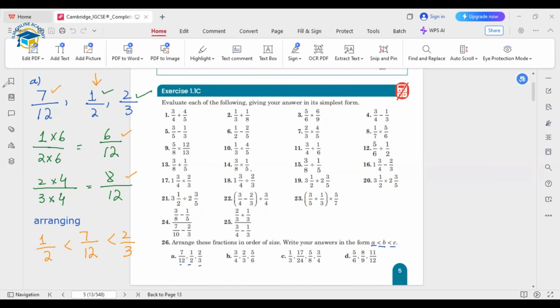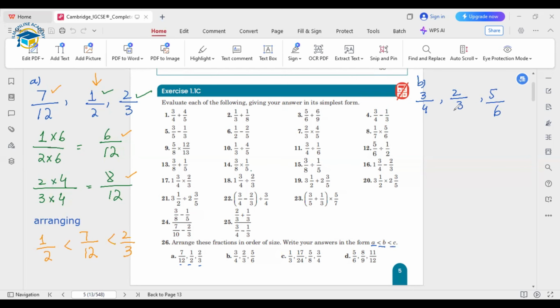Let's move towards part B. A similar thing we need to do in part B as well. We have 3 by 4, we have 2 by 3, and we have 5 by 6. So firstly, let's make the denominators similar. As you can see, all of these numbers are quite different. Like we can't make two numbers into one.